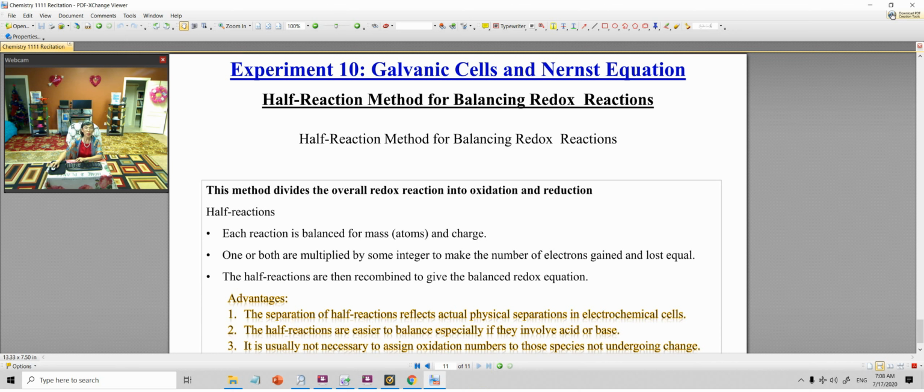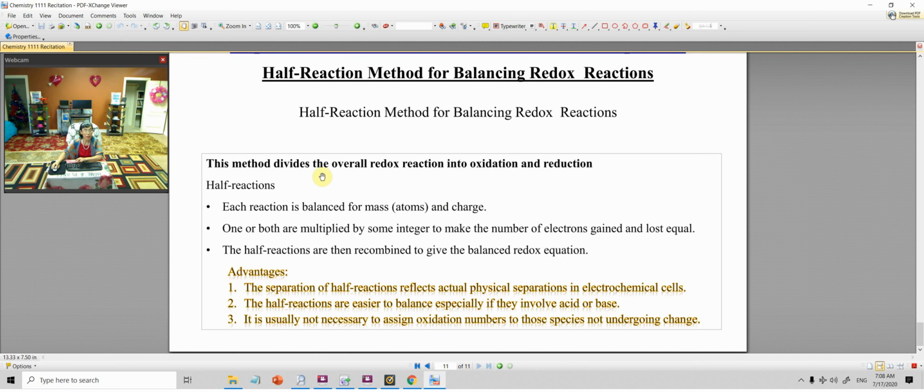And then the half reaction method for balancing your reaction is very commonly used, because you have two different half reactions. You balance the first one, you balance the other one, and then make sure the total number of electrons transferred is the same.